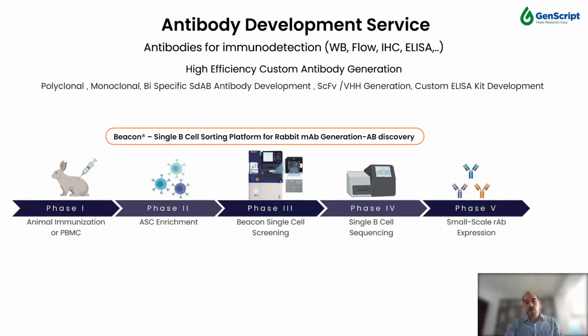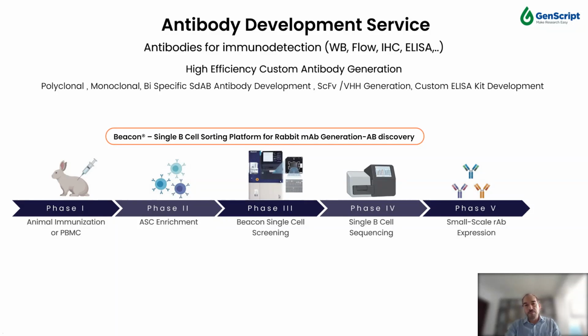Another tool very much used for target discovery and validation are antibodies, used for various immunodetection techniques such as Western blotting, flow cytometry, IHC, ELISA, and so on. And we have very strong antibody capabilities. We can produce polyclonal antibodies, monoclonal antibodies, bispecific, single domain. We can produce scFvs, VHH fragments. We can also produce custom ELISA kits.